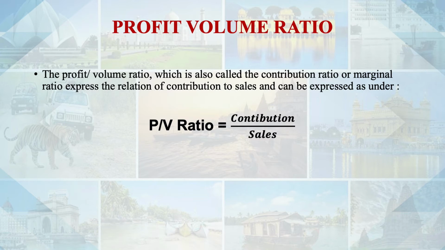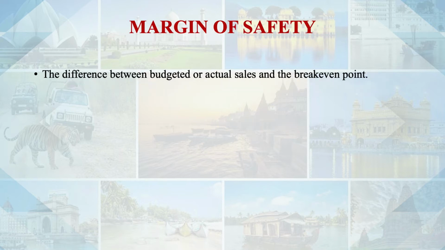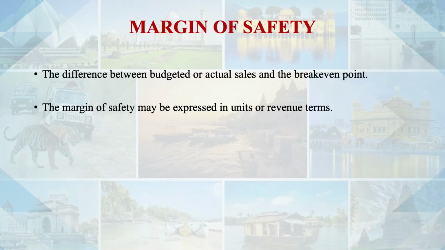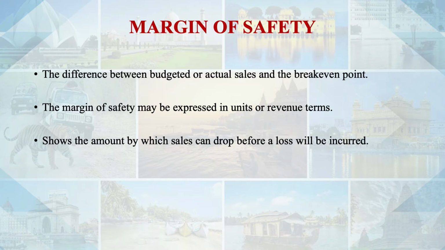So margin of safety, as I explained, is the difference between budgeted or actual sales and the break-even point. If the break-even point is less and actual sales is more, there will be a margin of safety, otherwise there will be risk. It is as simple. Margin of safety may be expressed in unit terms or in revenue terms. As we discussed, break-even point can also be expressed in the same way. It shows the amount by which sales can drop before we incur a loss.